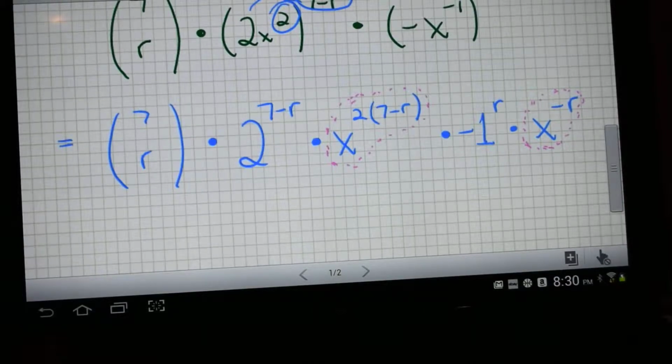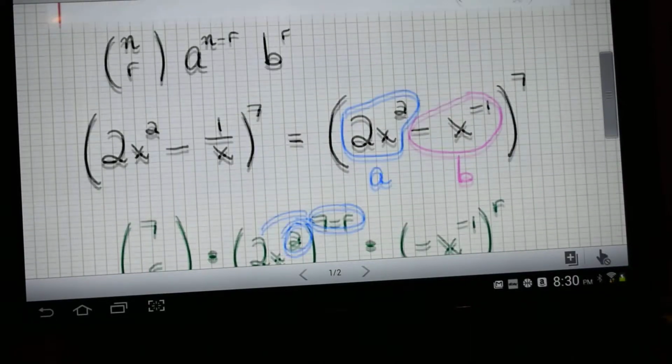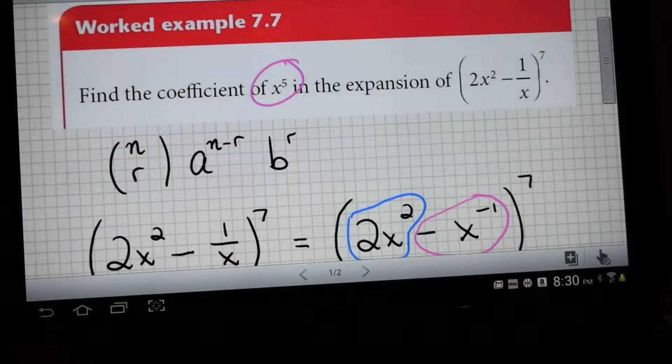Okay, so those two involve x. So I know that those two, when multiplied together, have to equal x to the 5th power. And that's how I'm going to find my r. So x to the 2 times 7 minus r power times x to the negative r must equal x to the 5th power. I know that because it's telling me my term has x to the 5th power in it.